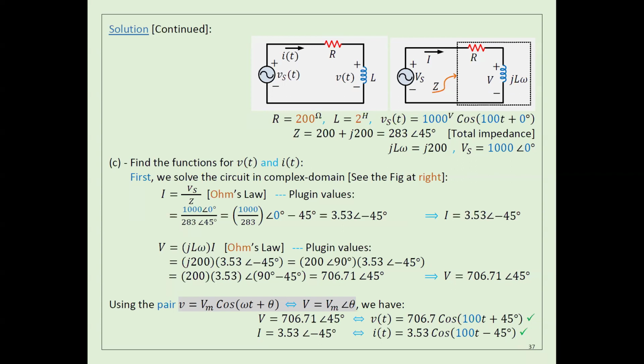Okay, so here, as I told you before, in the case of multiplication and division, it will be easier if you do it in polar form. So it's easier to convert this one to polar form. Okay, to convert this one to polar form, it's going to be 200, and in the case of j, it's 90 degrees. And then when you multiply, I multiply the magnitude by the magnitude, and then I add the two angles together. That's it. So now I have the current here, and I have the voltage here.